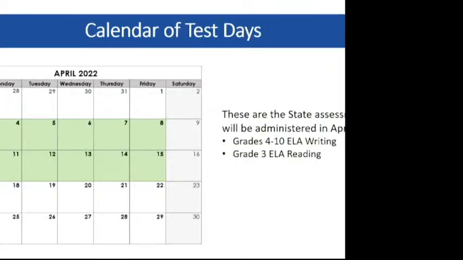This is what the calendar will look like in April. Those days in green are the days that we call the testing window, and the two assessments that are going to be given during that time are the grade 3 reading, and remember that's paper-based because that's 3 through 6, so they'll have to have it administered on a specific day, and then grades 4 through 10 writing. Again, if it's paper-based, it's on a specific day, and if it is computer-based, they have the entire window to use. So those days are used for testing, used for makeup days, etc.